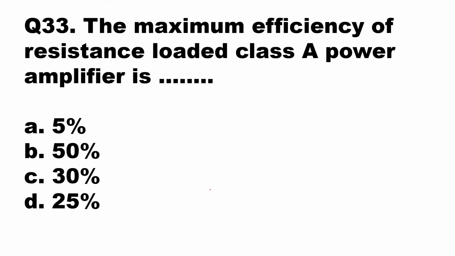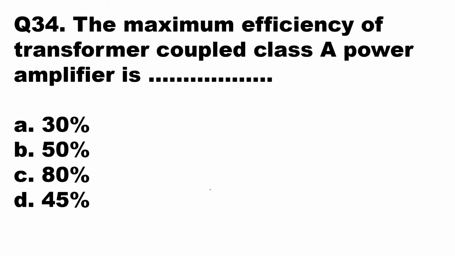The maximum efficiency of a resistance loaded class A power amplifier. Resistance loaded, that is a series fed, resistance loaded class A power amplifier, not transformer coupled. We are speaking about resistance loaded. Now in a resistance loaded class A power amplifier, the efficiency will be less, around 25%. So option D will be the right answer, 25%. Then we'll go to the next question.